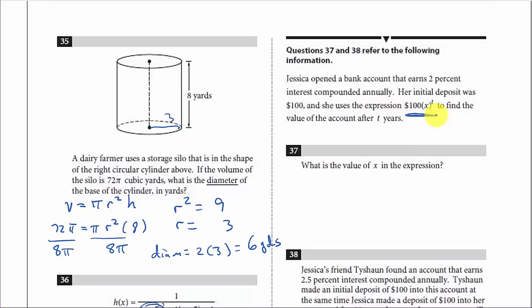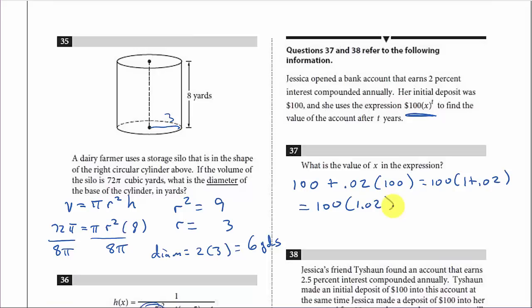All right, so let's see what we've got. She deposits $100. If we take 100 plus 0.02, since it's compounded annually, of the $100, that gives us 100 times 1.02, because we want to make it look like this. Let me write another step in there so you can see what's going on. Factor out the 100, that's 1 plus 0.02. And so that's 100 times 1.02.